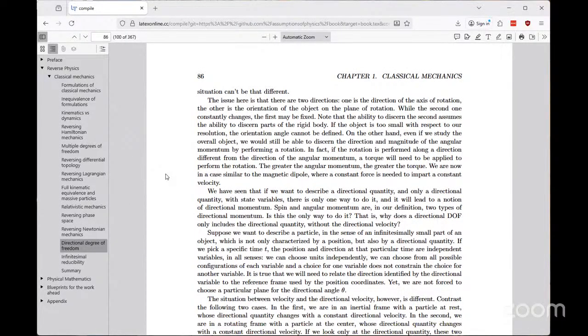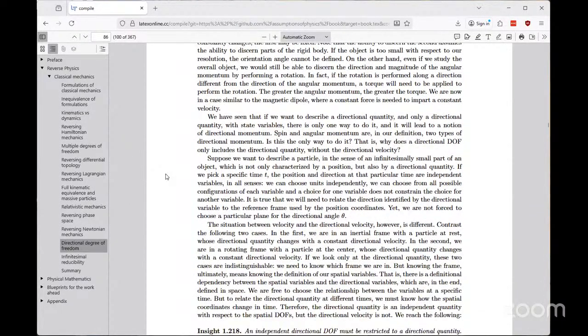We have seen that if we want to describe a directional quantity, and only a directional quantity, with state variables, there's only one way to do it, and it will lead to a notion of directional momentum. Spin and angular momentum are, in our definition, two types of directional momentum. Is this the only way to do it? That is, why does a directional degree of freedom only include the directional quantity without the directional velocity?